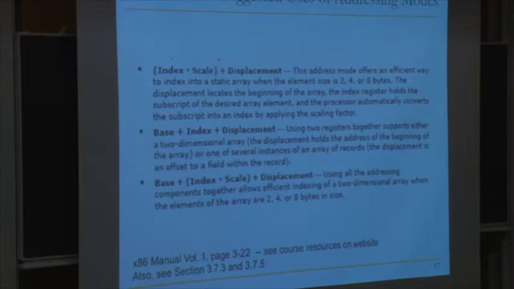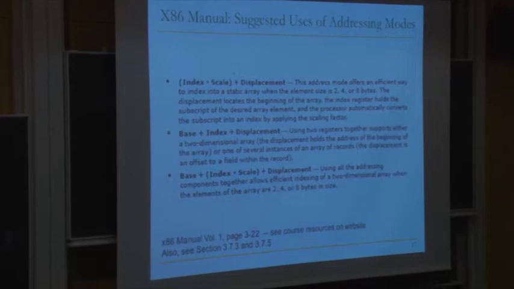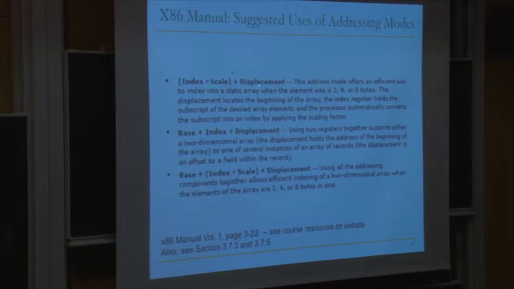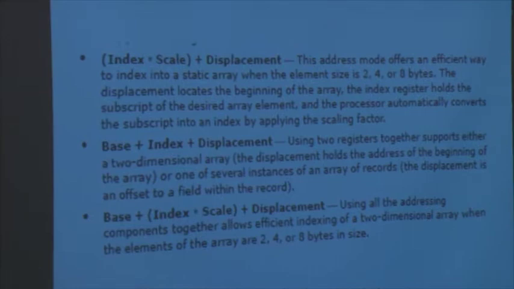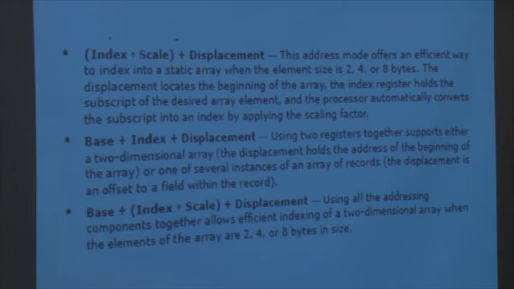Now, you can ask, why do you want the more complicated ones? Well, more complicated ones enable you to do more complicated things. For example, if you have index times scale plus displacement, this address mode offers an efficient way to index into a static array when the element size is 2, 4, or 8 bytes. So this enables you to avoid one additional instruction to multiply part of the address with 2, 4, or 8. Because the instruction itself does it for you.